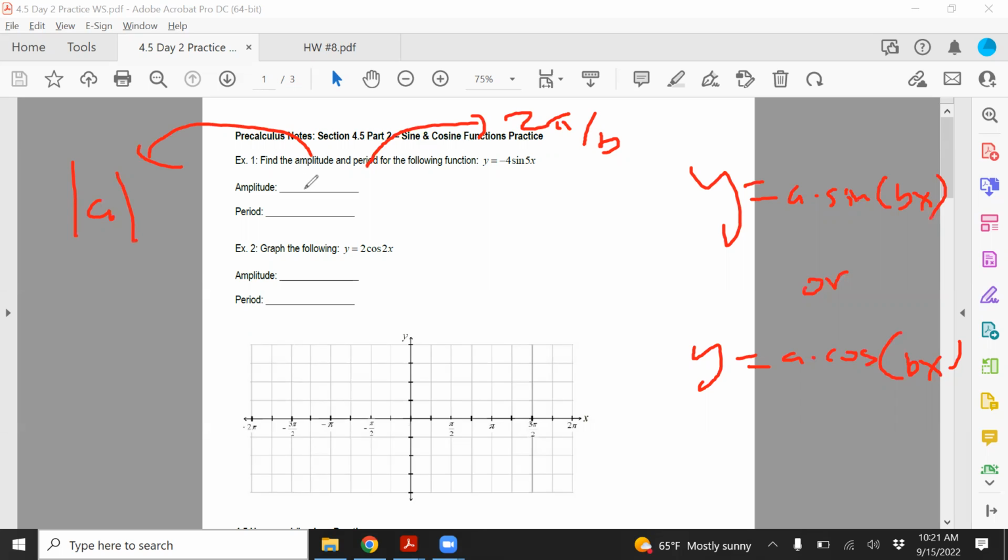What's the amplitude for number 1? What would you guys say? 4. Even though you see a negative, we're going to say 4 instead. The graph will still be flipped though, right? Yes, absolutely. With the negative, we'll flip over. So would that mean at x equals 0 it will be -4? No, it'll still be at 0. It's the second point that will be flipped. How about the period? What's the period here, guys? 2 pi over 5. Right.